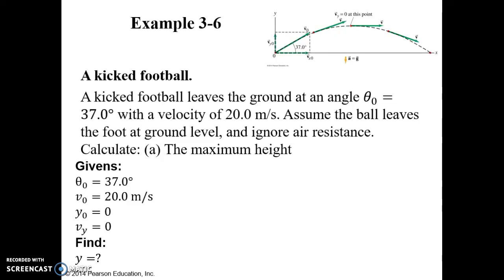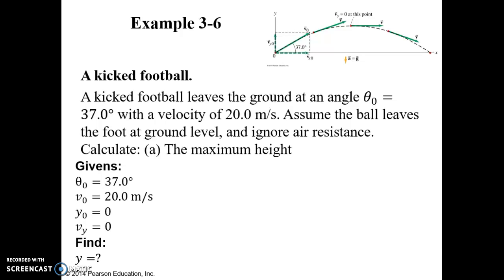However, with our givens, we have the initial angle is 37 degrees, the initial velocity is 20 meters per second, we'll assume the initial height is 0, and at the maximum height, what's the velocity in the y direction? That's correct, it's 0, and we're trying to find the maximum height, or the final height.